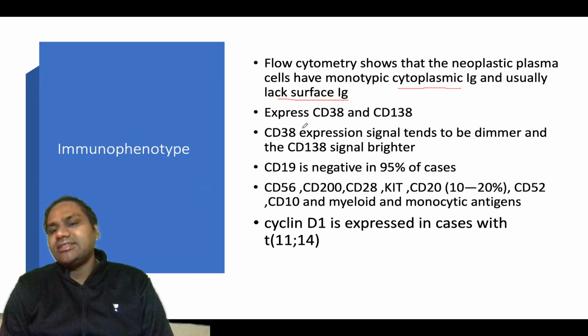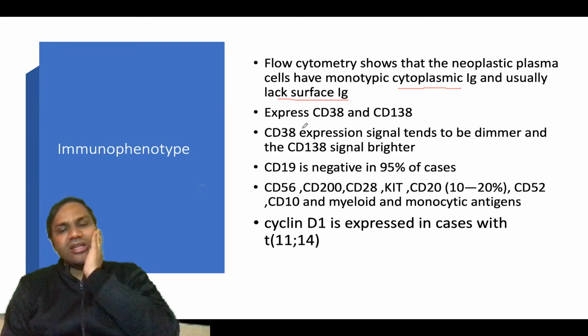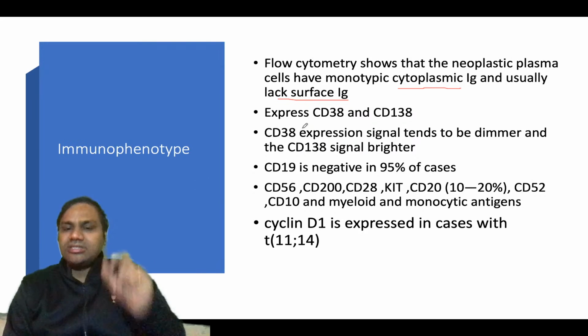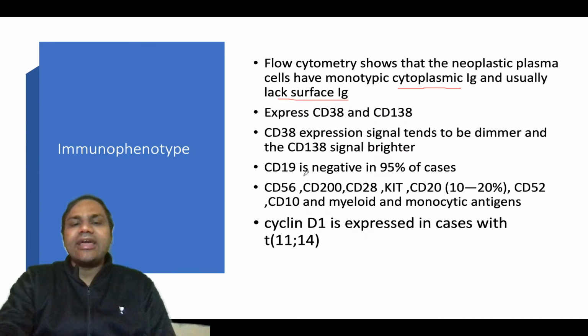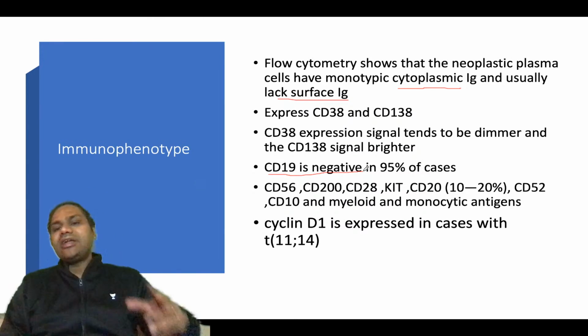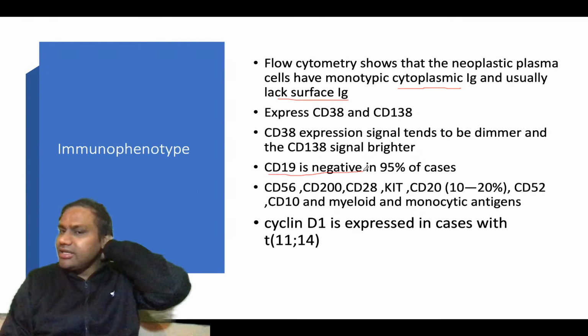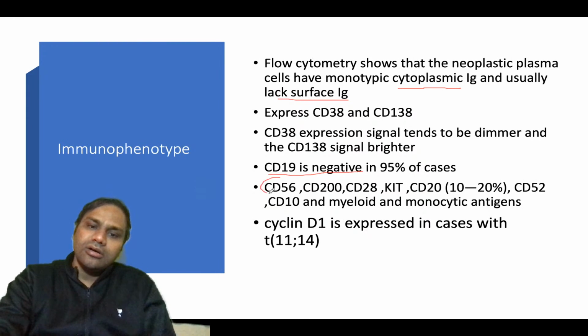Mostly CD38 and CD138 are positive, but CD38 is bright in normal plasma cells, whereas in multiple myeloma plasma cells CD38 expresses dimmer and CD138 expresses brighter. Another very important high-yield point is that CD19 is negative. Plasma cells form from B cells, so you might think they are CD19 positive, but there is aberrant negativity for CD19 in multiple myeloma.